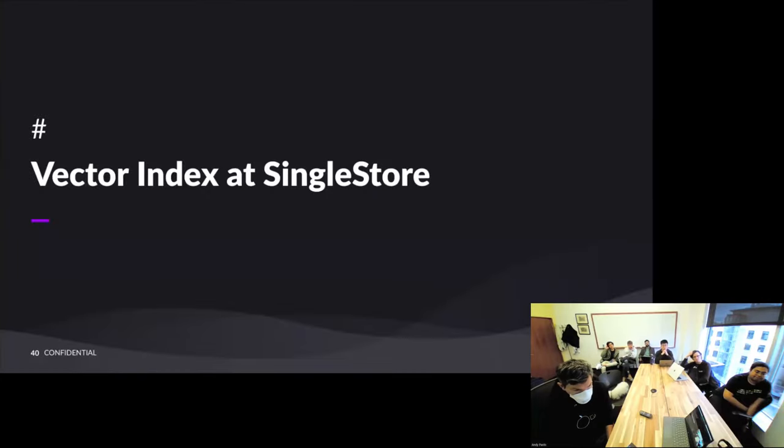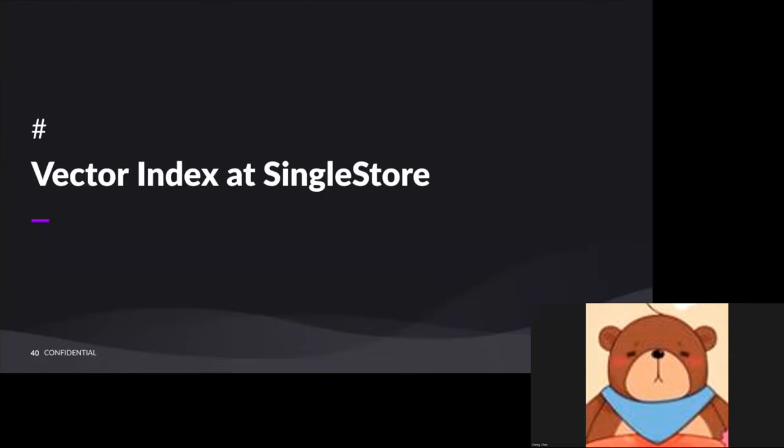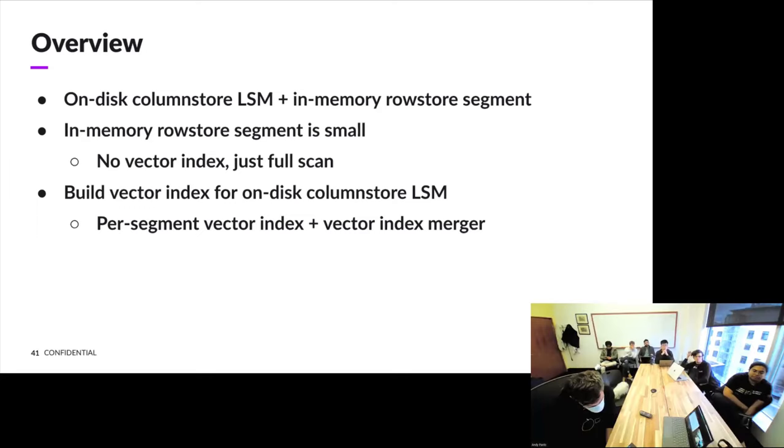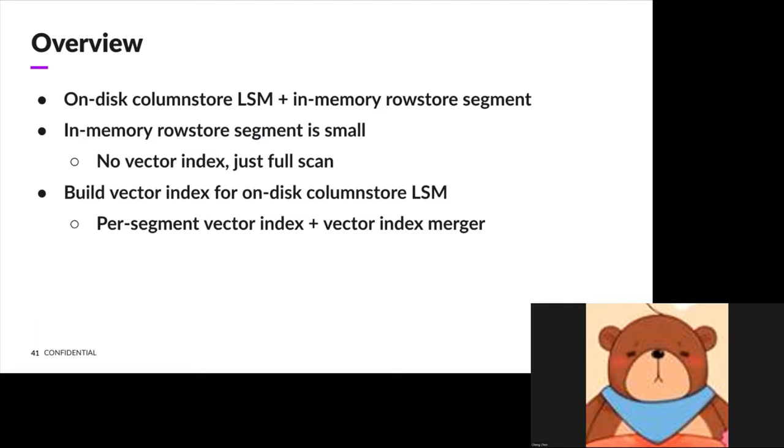Yeah. So now let's see how we build vector index at SingleStore. So recall that a SingleStore table is an on-disk column store LSM plus an in-memory row store segment. Wait, a question from a student. How do you provide the same plugin for memory-based index and disk-based index? I think it might be more apparent when I talk about how we build the index in this section.